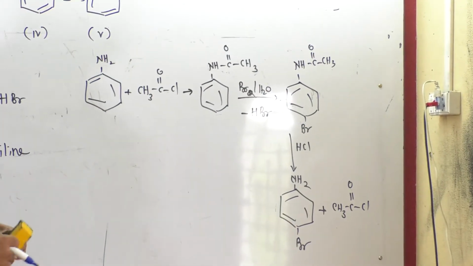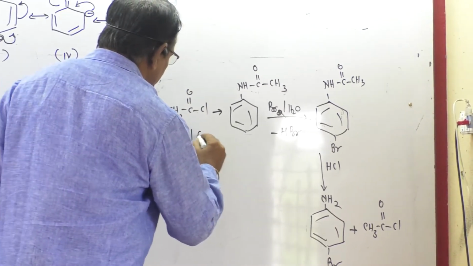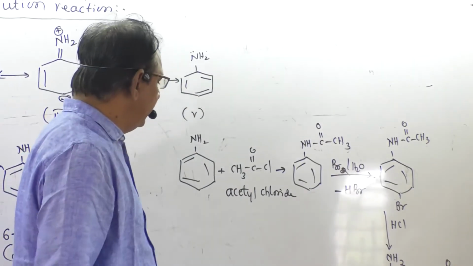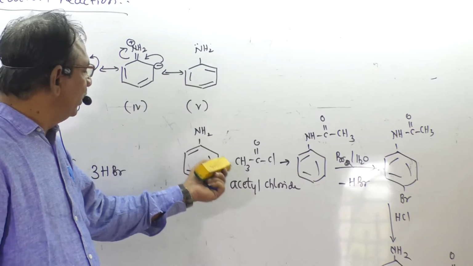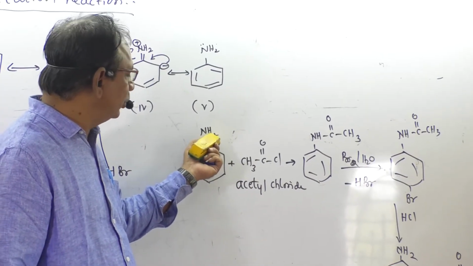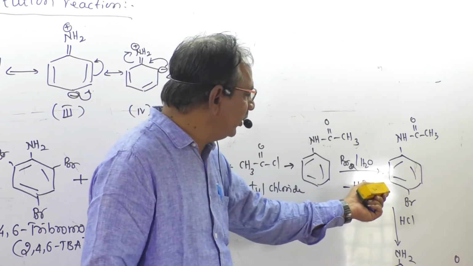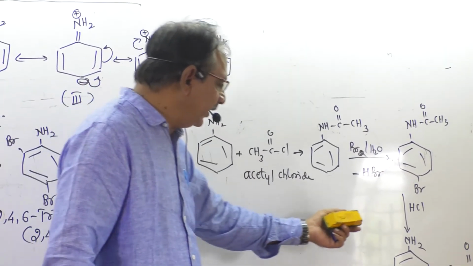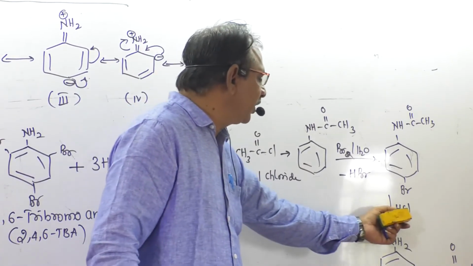So the function of acyl chloride here is to reduce the activity of the NH2 group. This acyl chloride reduces the activity of the NH2 group. So first this amide is formed, then the amide is treated with bromine to form the para-bromo substituted product. Then again the deacetylation is done by treatment with HCl.